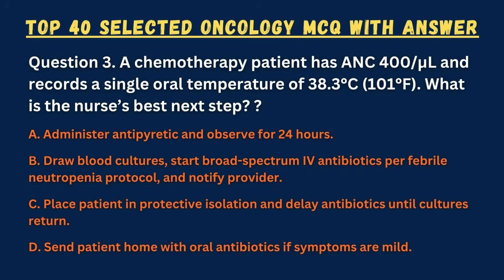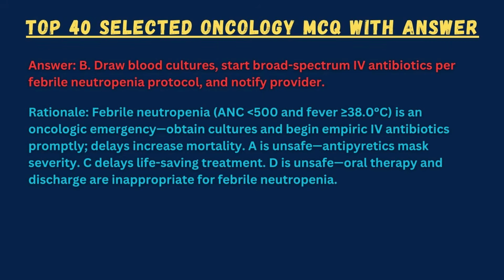A. Administer antipyretic and observe for 24 hours. B. Draw blood cultures, start broad-spectrum IV antibiotics per febrile neutropenia protocol, and notify provider. C. Place patient in protective isolation and delay antibiotics until cultures return. D. Send patient home with oral antibiotics if symptoms are mild. Answer. B. Draw blood cultures, start broad-spectrum IV antibiotics per febrile neutropenia protocol, and notify provider.